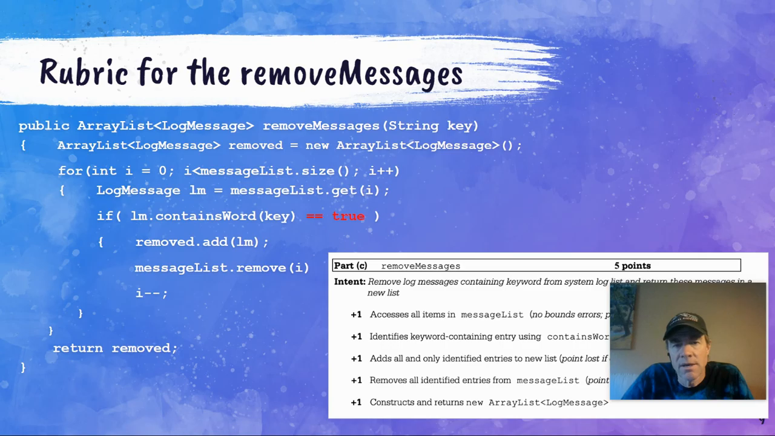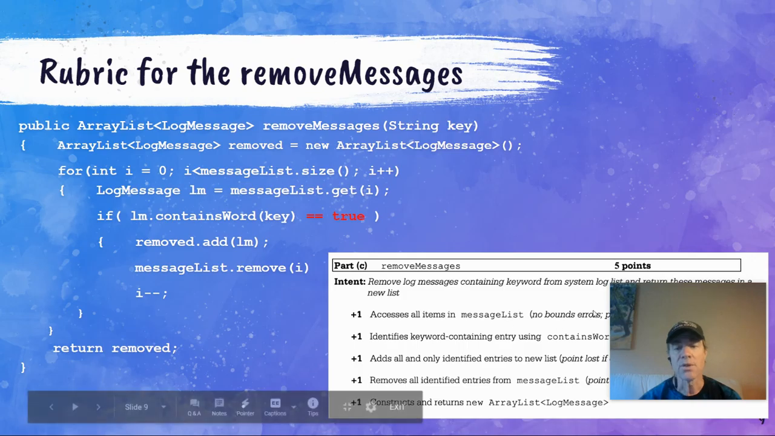You did have to see, is the keyword in there? What's before it? What's after it? Do it without any bounds errors. That to me was a fair amount of code for only 2 points. Anyway, part A and part B were both worth 2. That means that part C is worth 5. And here's what we get with that.